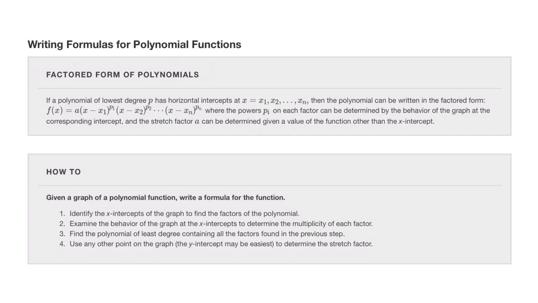Given a graph of a polynomial function, how to write a formula for the function. Identify the x-intercepts of the graph, examine the behavior of the graph at the x-intercepts to determine the multiplicity, find a polynomial of least degree containing all the factors found in the previous step, use any other point on the graph, the y-intercept must be the easiest, to determine the stretch factor. Okay, let's give this a go.